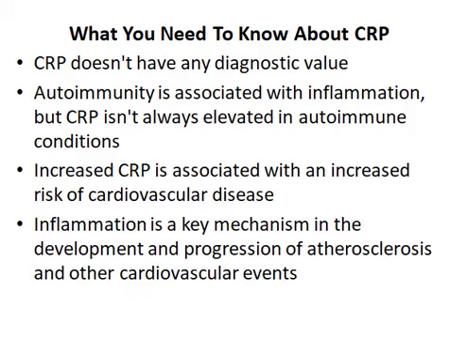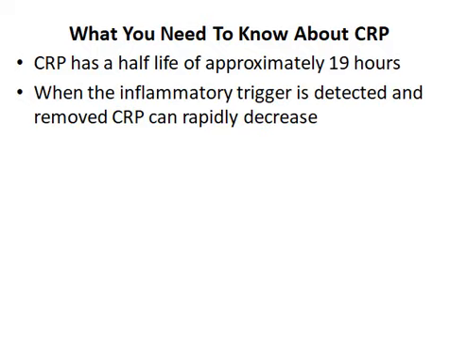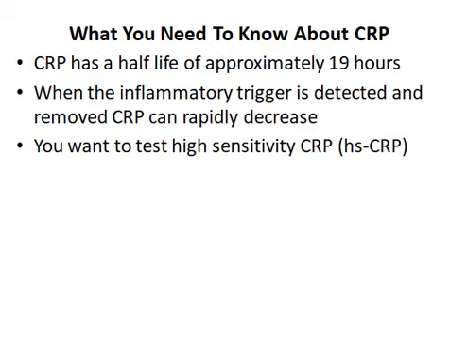You also should know that an increased CRP is associated with an increased risk of cardiovascular disease, and the reason for this is because inflammation is a key mechanism in the development and progression of atherosclerosis and other cardiovascular events. CRP has a half-life of approximately 19 hours. Because of this, when the inflammatory trigger is detected and removed, CRP can rapidly decrease. When testing for CRP, you always want to test for a high sensitivity CRP or hsCRP.